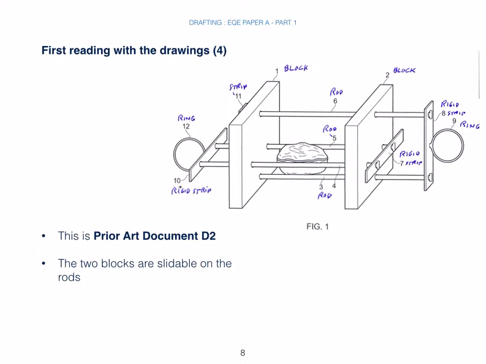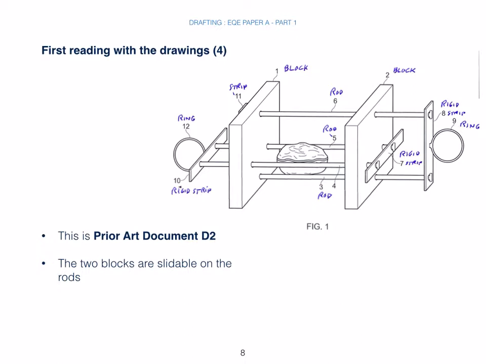We can see from D2's figures 2, 3, and 4, I don't have them on the slide, but you should have them with your papers. We can see that in figure 2, the plates 1 and 2 are spread apart by pushing the rings 9 and 10 together, so a walnut can be inserted in the space between the plates 1 and 2, or, what did we call them? The bodies, blocks 1 and 2.